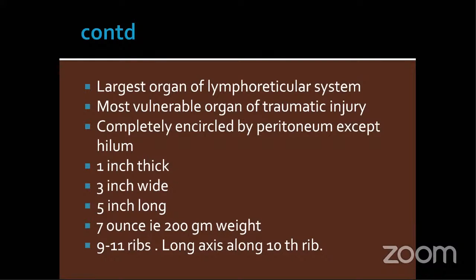You can remember this mnemonic. You can stop me at any time if I am proceeding in a fast manner. One inch thick, 3 inch wide, 5 inch long, 7 ounce, that is 200 grams in weight, and it is present along the 9th to 11th ribs. Look at these odd numbers: 1 inch thick, 3 inch wide, 5 inch long, 7 ounce in weight, present along the 9th to 11th ribs, and the long axis along the 10th rib. This was one of the MCQs asked in previous papers.